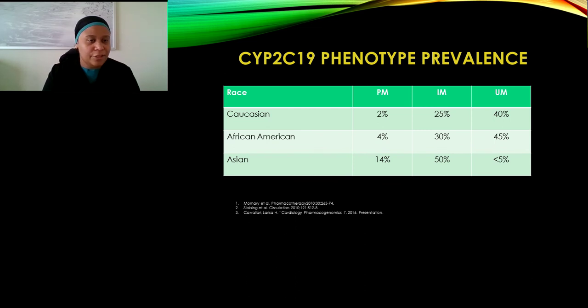And these are the prevalence. You can see Caucasians, 40% ultra rapid. If you're an ultra rapid metabolizer of CYP2C19, because clopidogrel is a prodrug, that means you're converting it to the active form fast, and you're at risk of bleeding. And if you're a poor metabolizer, then you're not converting it at all. So you have high chances of having those events because you don't really have an active drug on board.